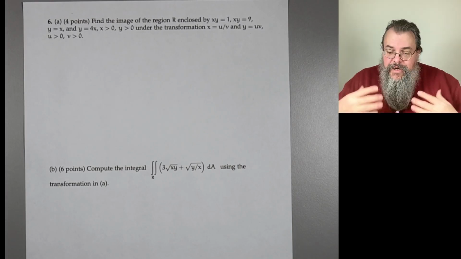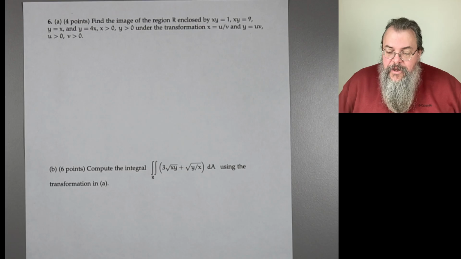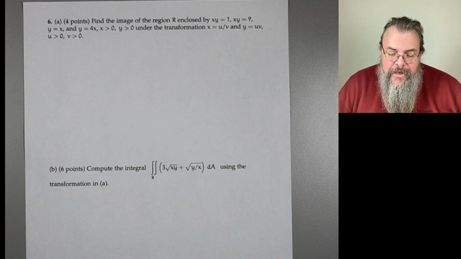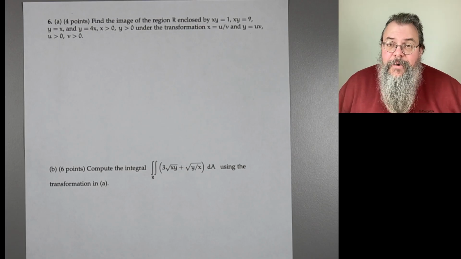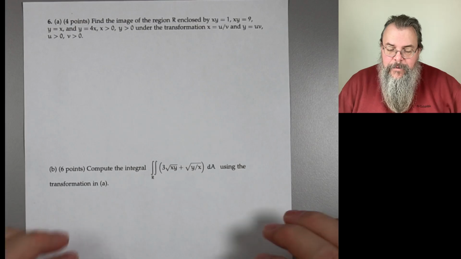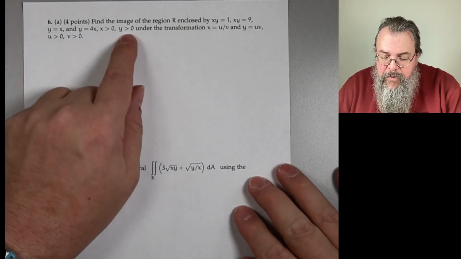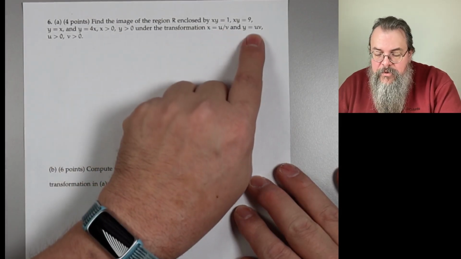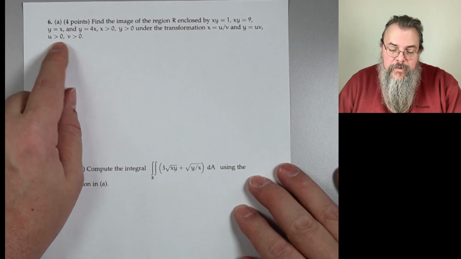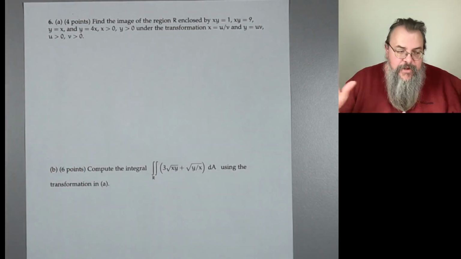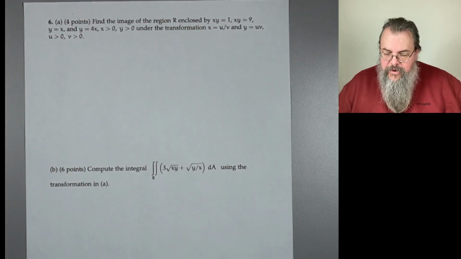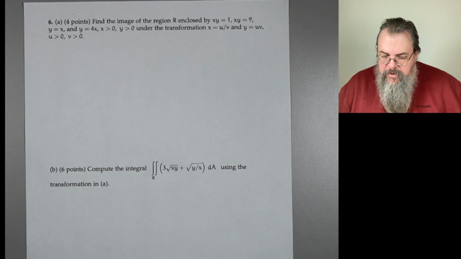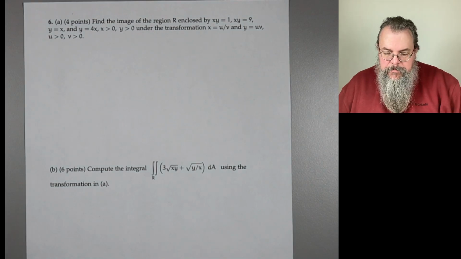Find the image of the region R enclosed by xy equals 1, xy equals 9, y equals x, and y equals 4x. And we're having that x is positive, y is positive. Under the transformation, x equals u over v, y equals u times v, and u and v are also positive. So, okay, everything's positive. Good to know. So, all right, well, let's see if we can't think about what's going on here.